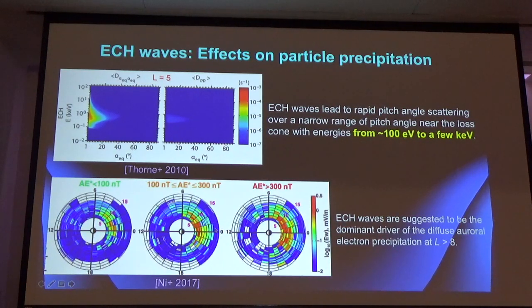However, at the larger L shell, the loss cone is extremely small, and due to the stretched magnetic field topology, the relatively weak ECH wave is still shown to be effective in causing efficient particle precipitation, and is considered to be the dominant driver of the diffuse aurora in the outer magnetosphere, as I will also show later in more detail.